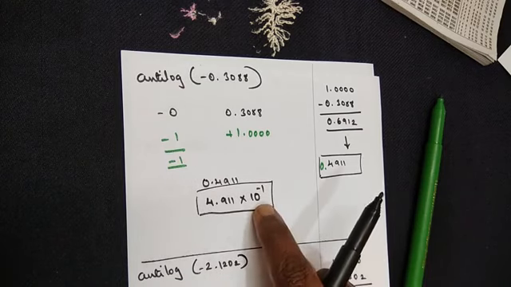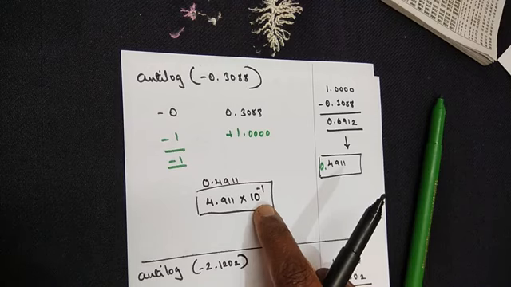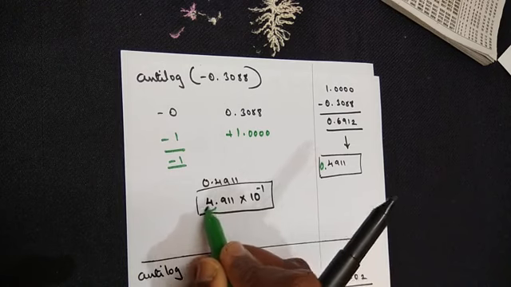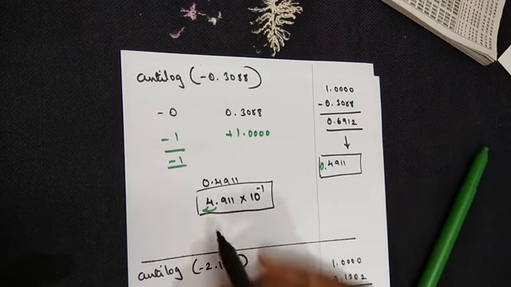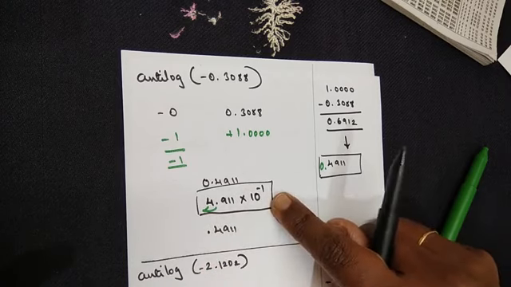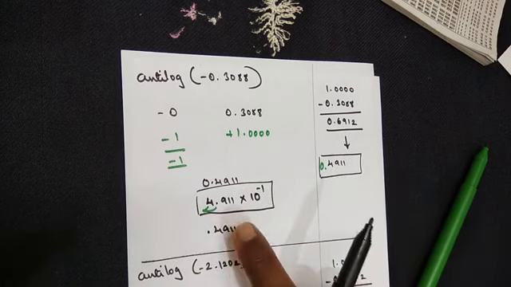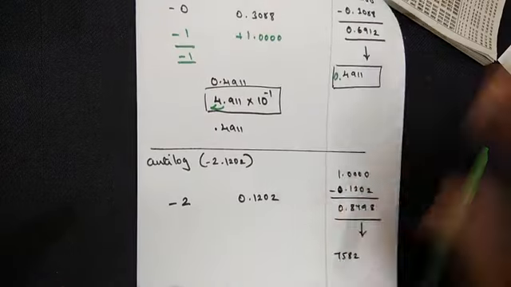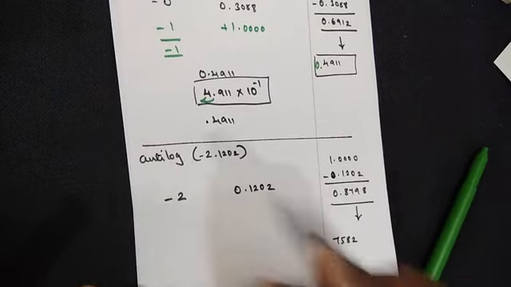Now if you want, one more step of writing can be: since minus 1 is given, you can move the decimal place in this direction. So the same answer can also be written as 0.4911. This way of writing is also correct. All you have to do is remember what answer you are getting. Let's work one more of the same type here.